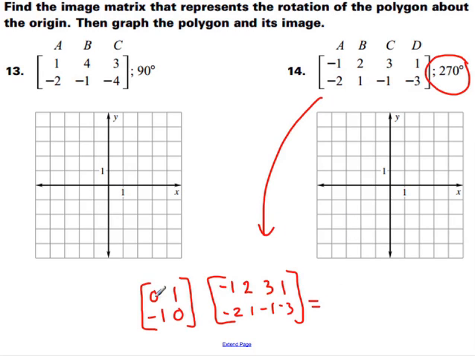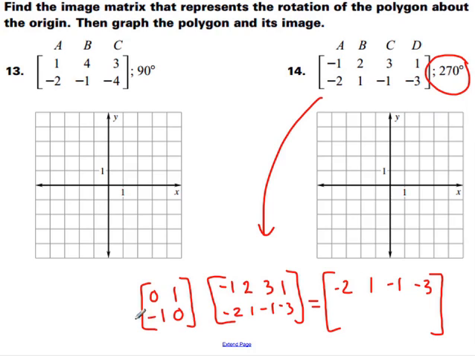When we multiply this, remember we multiply across and then down. So 0 times negative 1 plus 1 times negative 2 just gives me negative 2. 0 times 2, basically I'm not going to have any x coordinates. My y coordinate will be right there. 0 times 3 plus 1 times negative 1. 0 times 1 plus 1 times negative 3 gives me negative 3. So each of my y coordinates has become my x coordinate.